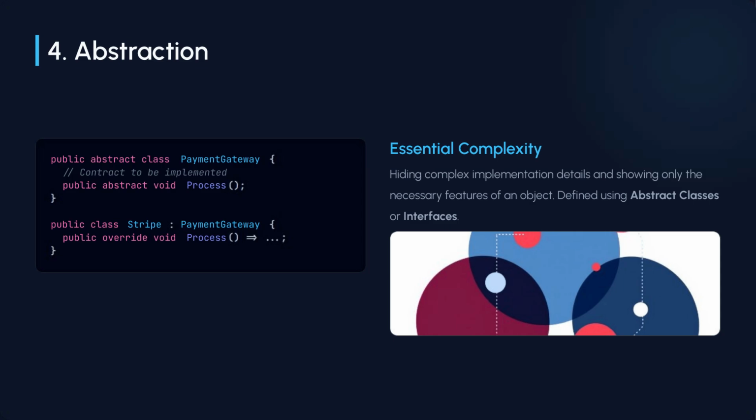Finally, we have abstraction. This is about hiding complex implementation details and only showing the necessary features. By using an abstract class or interface, we create a contract, like a payment gateway, that specific services like Stripe must implement.